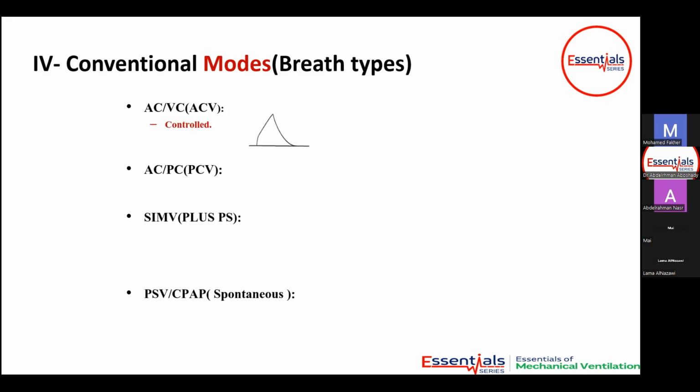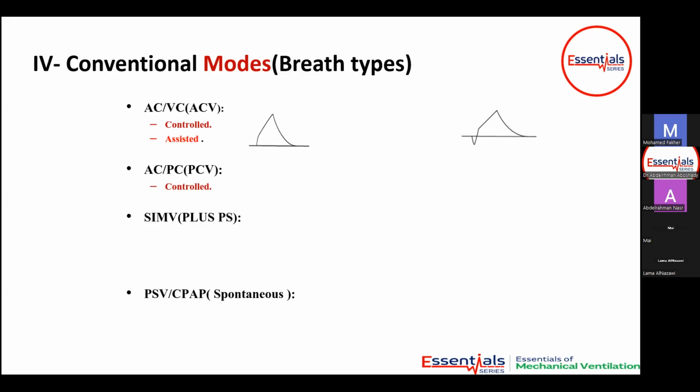When the patient does not trigger, it gives the patient a controlled breath. When the patient tries to trigger, he gets an assisted breath. So the ACV, or the ACVC, or the volume control mode, only gives mandatory breath, either controlled or assisted. We just mentioned that the assisted in the literature is considered a mandatory.